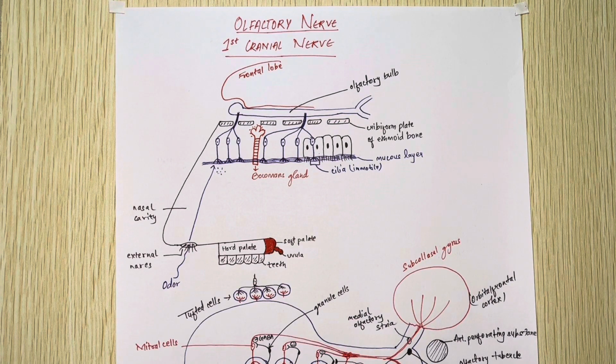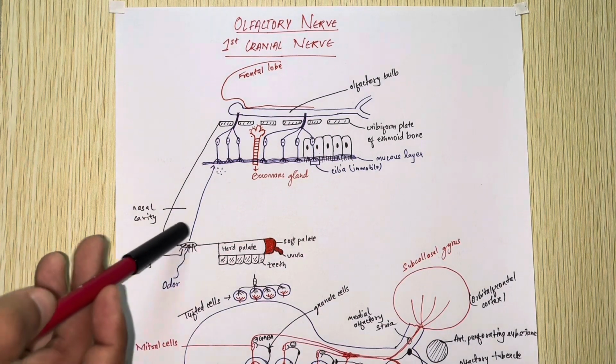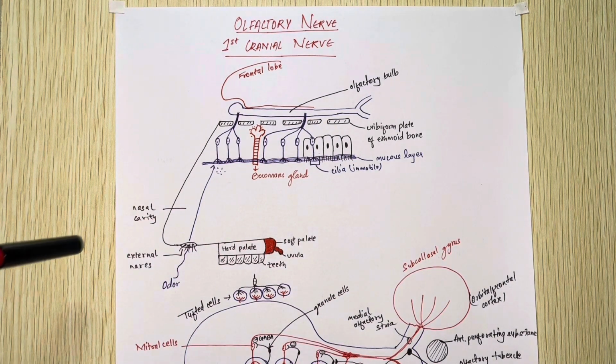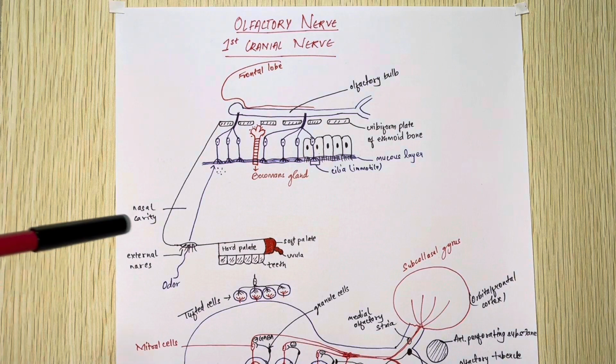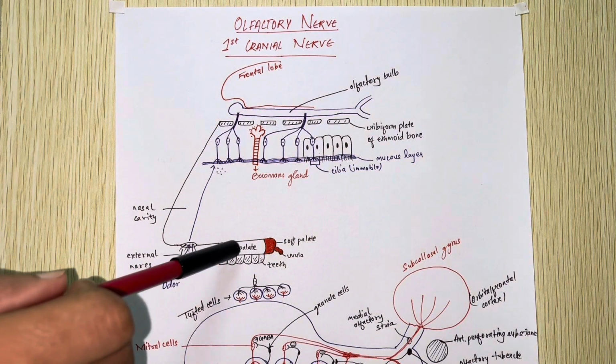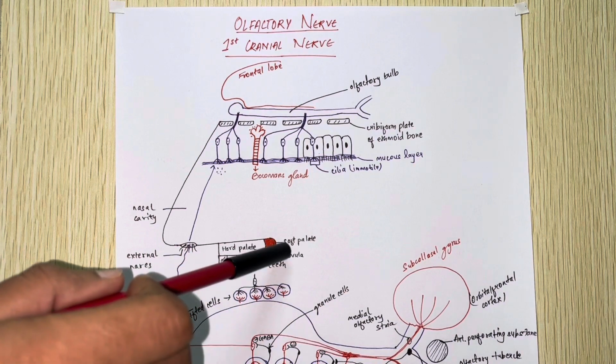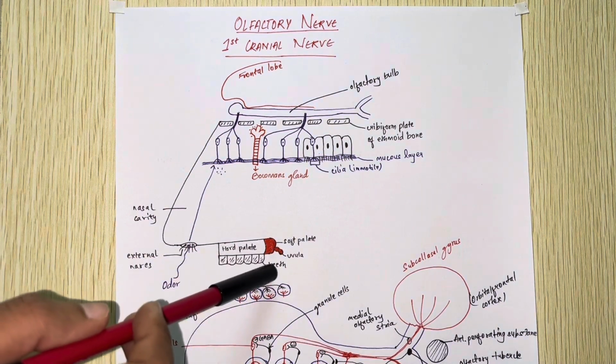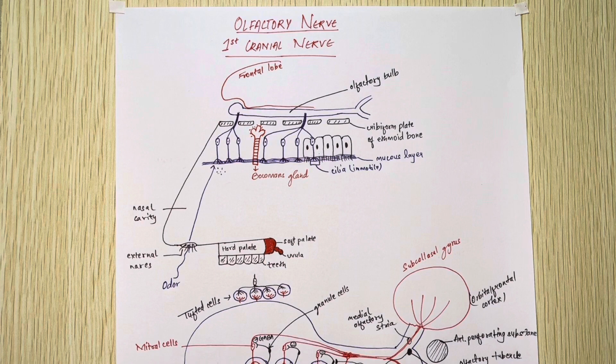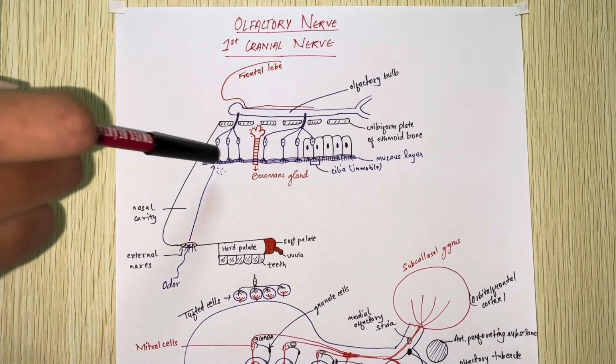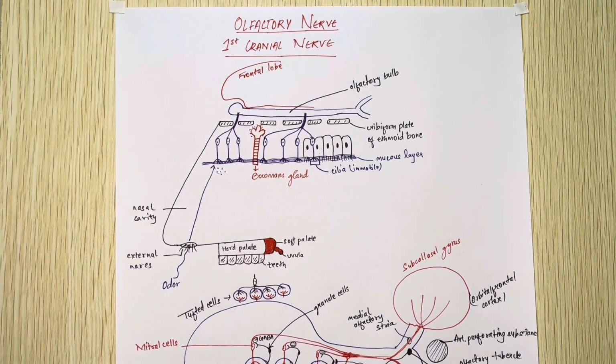Today we are going to study about the first cranial nerve, that is the olfactory nerve. So first let's see this diagram. Here we can see the external nose with the presence of hairs, and this is the nasal cavity. Here is the presence of hard palate and soft palate with uvula, and here is the presence of teeth. So at the roof of the nasal cavity there are specialized olfactory neurons, this one.